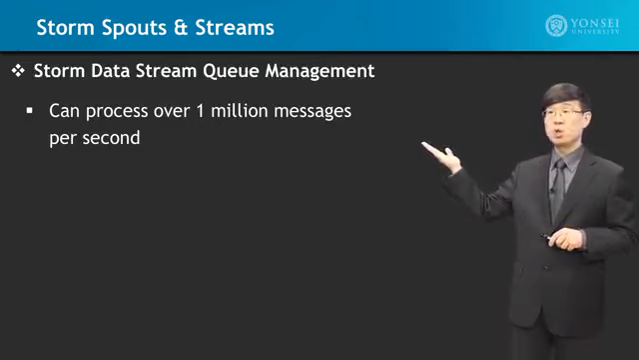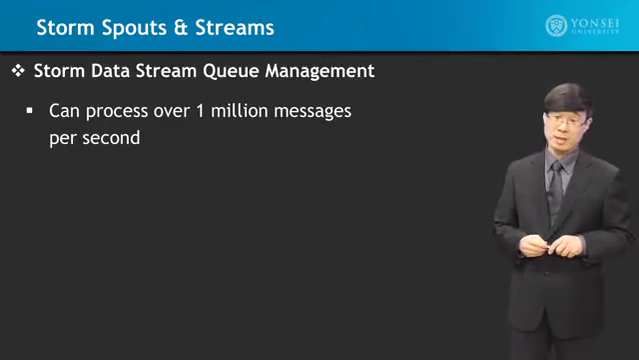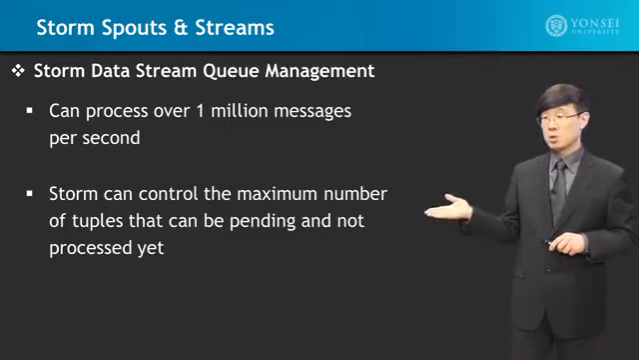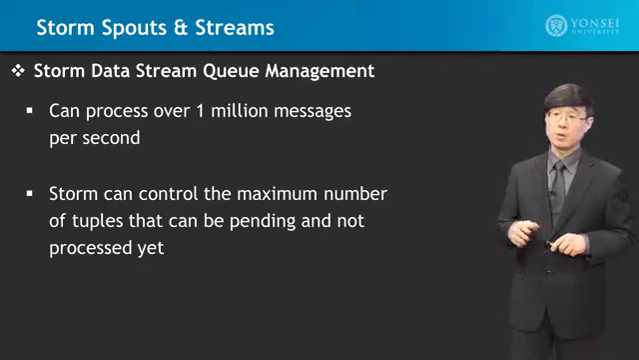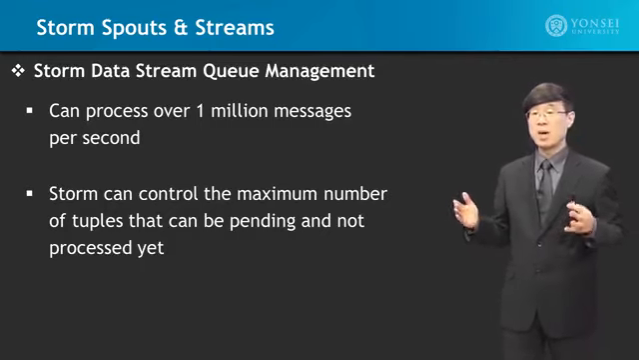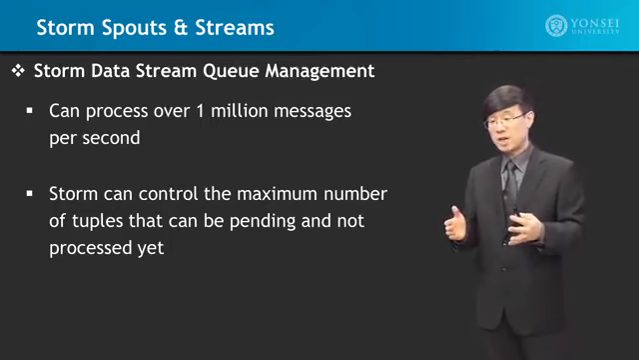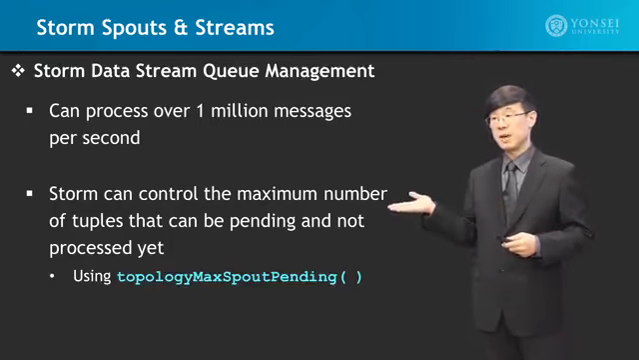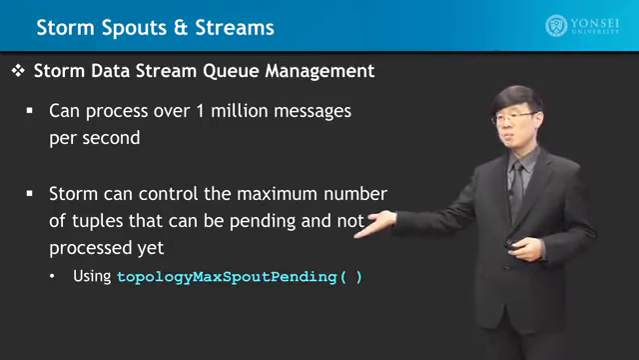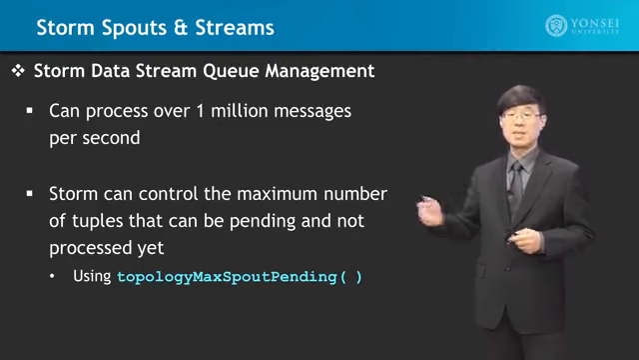Storm data stream queue management. You can process over 1 million messages per second using Storm. Storm can control the maximum number of tuples that can be pending and not processed yet. So there is a way such that you have a little bit of extra time to do something based on this mechanism, which uses topology max spout pending. This is the command that you use for that.